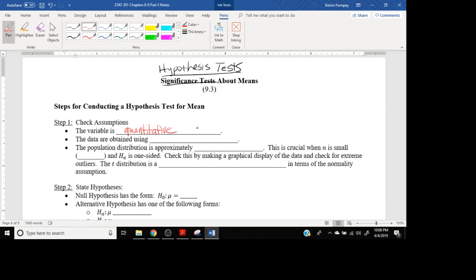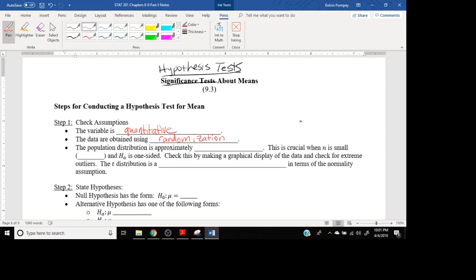Not only should our variable be quantitative, but the data should be obtained using randomization. This allows us to say that our sample is representative of our population. It's good for inferences if we use that randomization. Also, when we think about sampling distributions, the sampling distribution repeatedly takes random samples, right? And since we use our sampling distribution, we need that randomization as well.